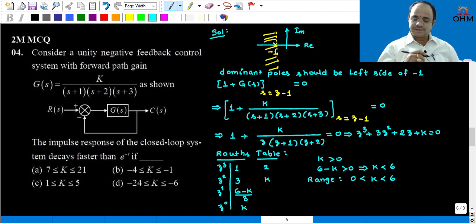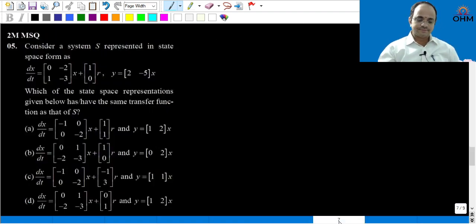In that case, the characteristic equation for the new variable should have its roots on the left side of its reference, or else the characteristic equation for the original equation will have roots on the left side of -1. Therefore, from the given options, you can select option C, that is in the range of 1 to 5. It is satisfying 0 less than k less than 6. Therefore, for this question, option C is the correct answer.